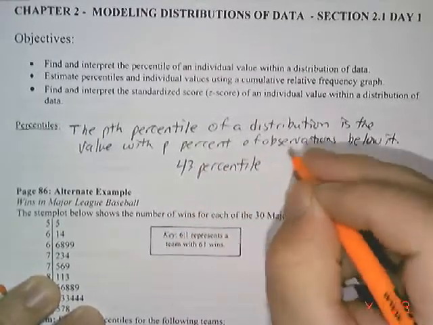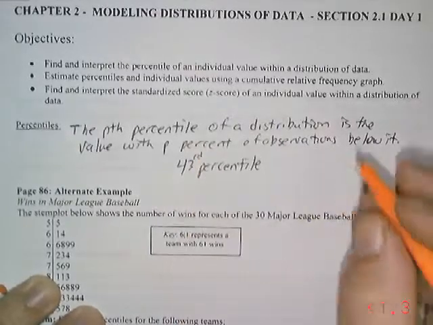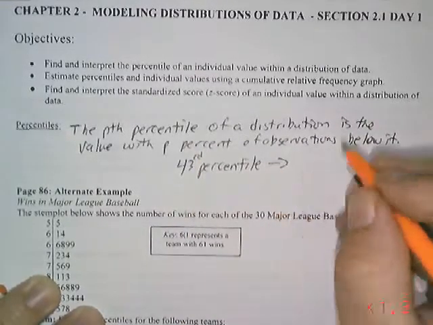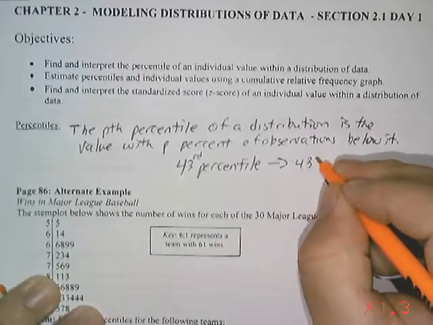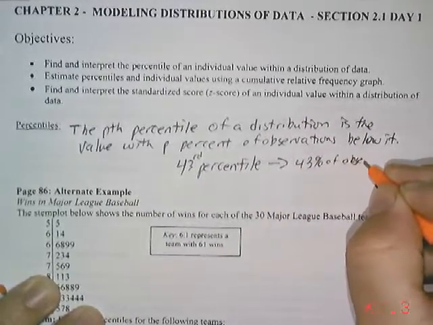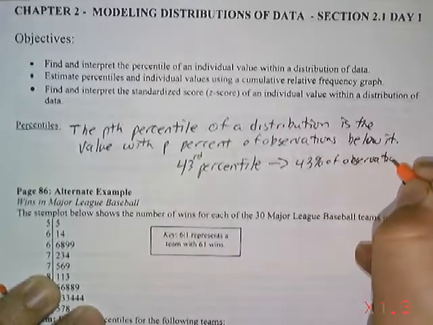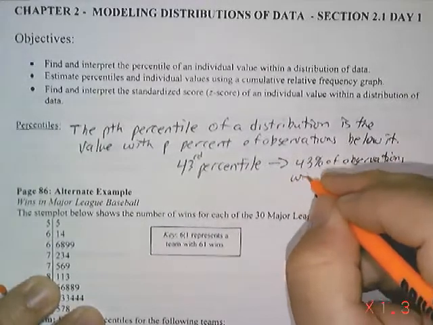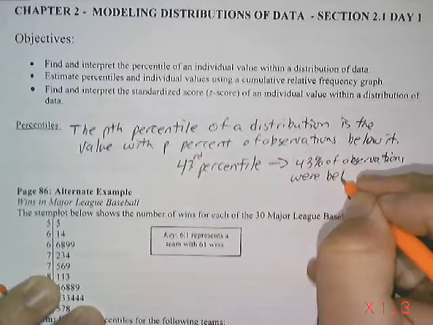Let's do an example and calculate some percentiles here. Wins in Major League Baseball. The stem plot below shows the number of wins for each of the 30 Major League Baseball teams in 2012. So our lowest was 55 wins, and the most was 98 wins up here. You notice they use a split stem, for everything except the first one because it wasn't needed.